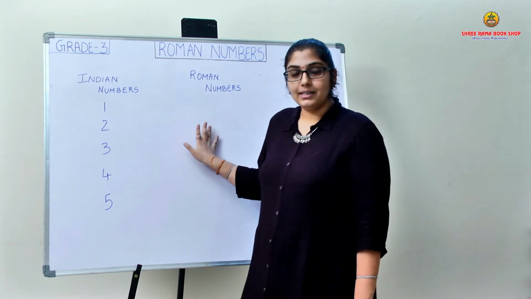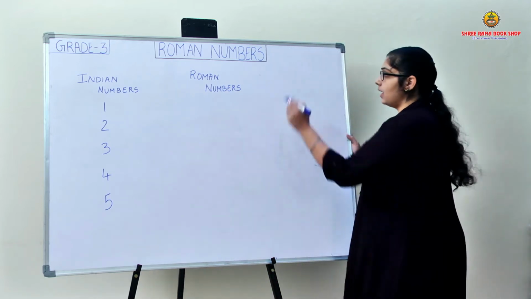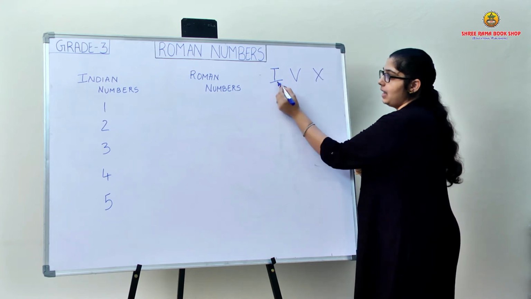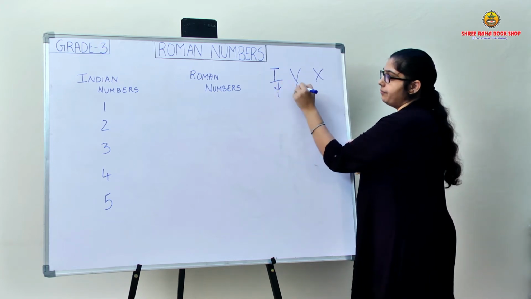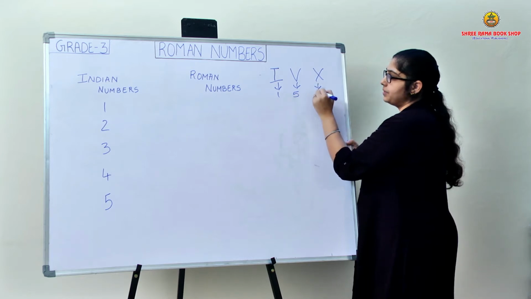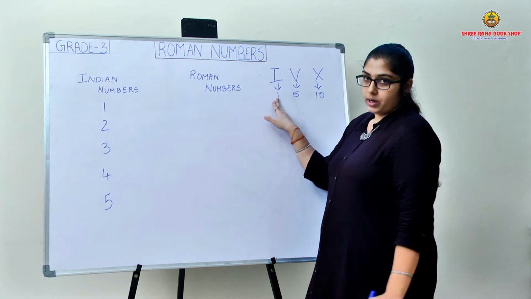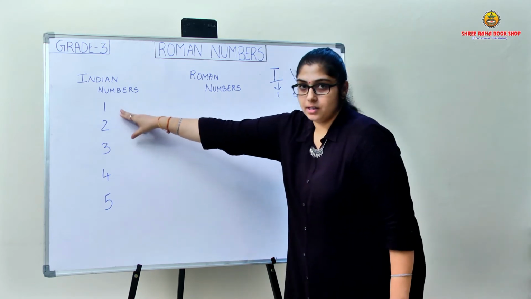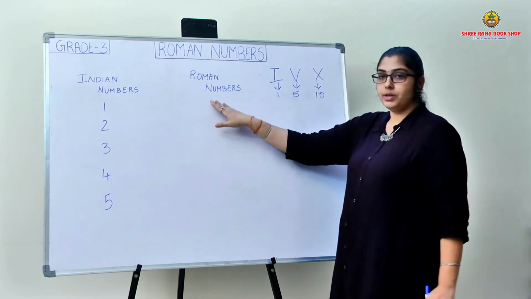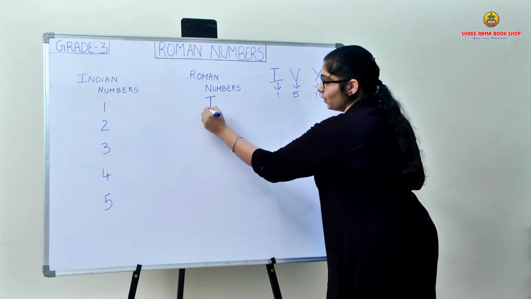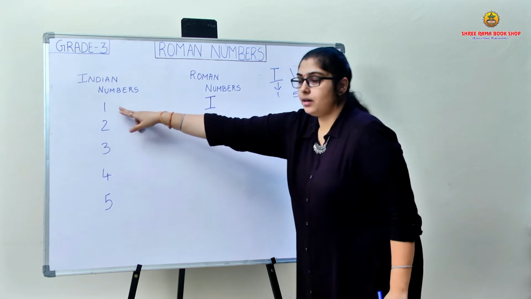We have already learned the Roman symbols, that those are I, V and X. I represents 1 and V represents 5 and X represents 10. Right? So I represents 1. I have the number 1 over here. So simply I will be writing the Roman number using this Roman symbol I. So I represents number 1.